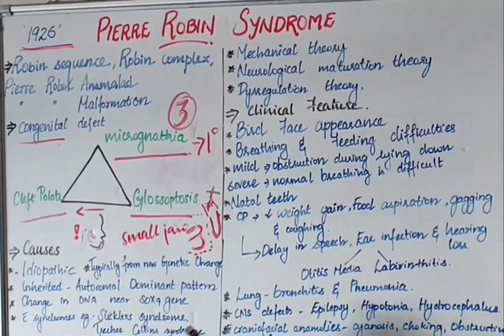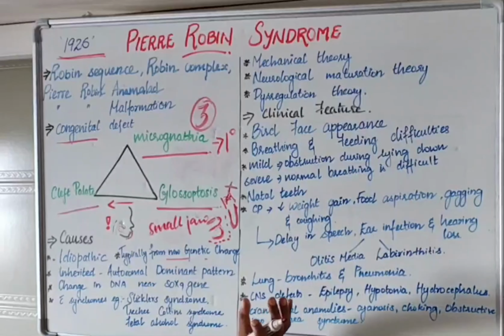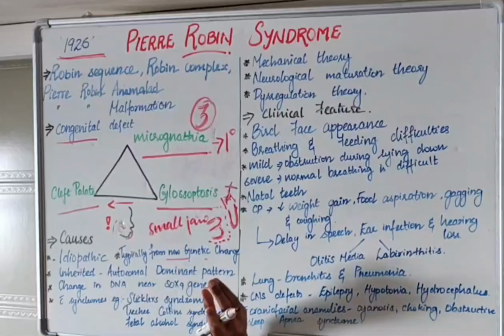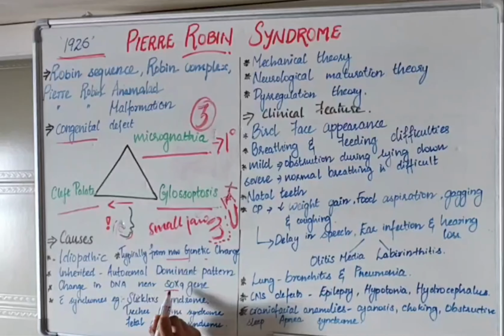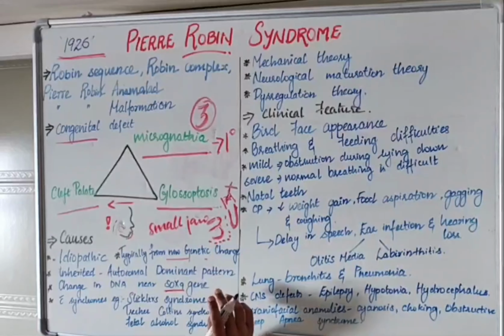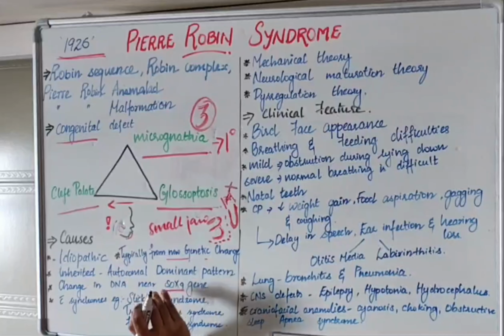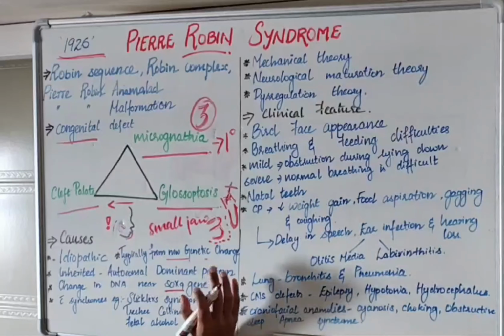When it is inherited from the family, it has an autosomal dominant pattern of inheritance. Now, there is a gene which is affected, the SOX9 gene. In short questions, it's also okay if you don't mention the gene name, if you don't remember it. There is a change in DNA near the SOX9 gene.